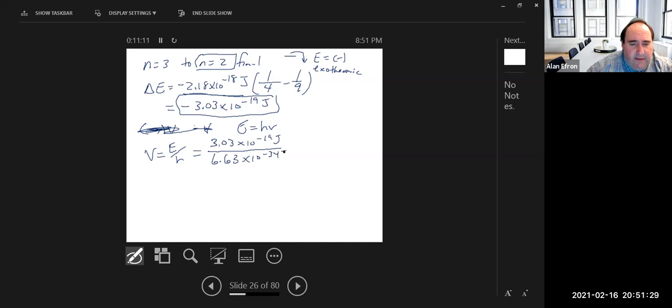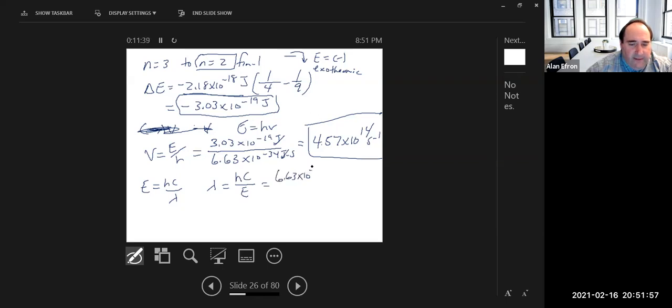And just like previously, joules cancel, giving us 4.57 times 10 to the 14 reciprocal seconds. And just to mix it up here, why don't we go with this way of doing this last one? Again, solving for wavelength is hc divided by the energy. Just to show you again, you could get it a couple of different ways here.